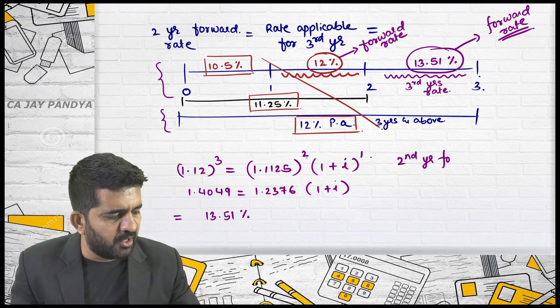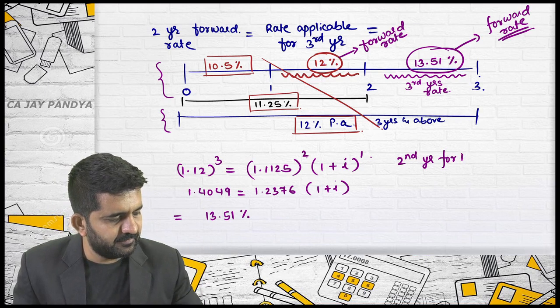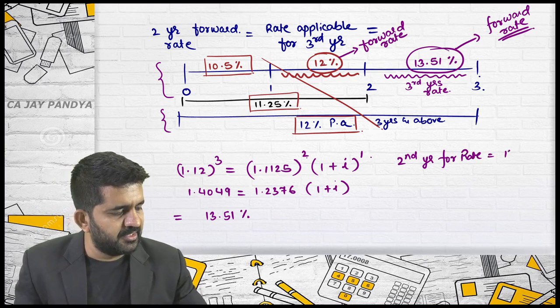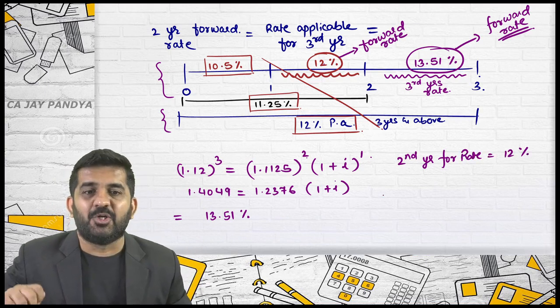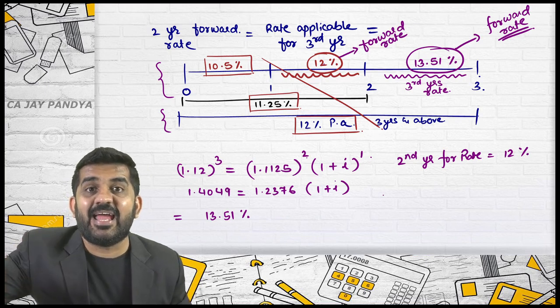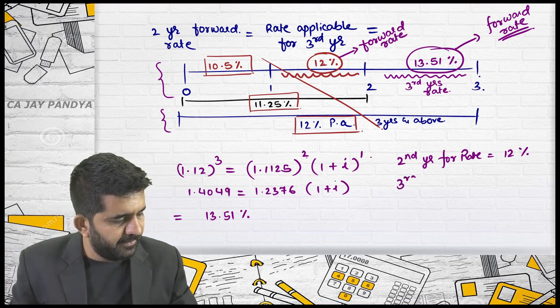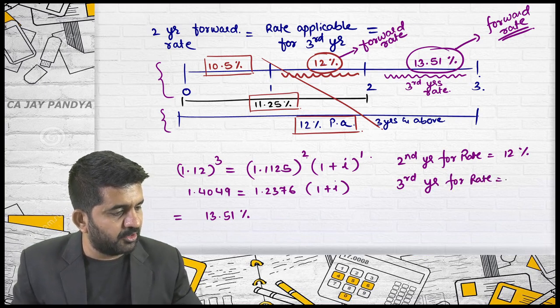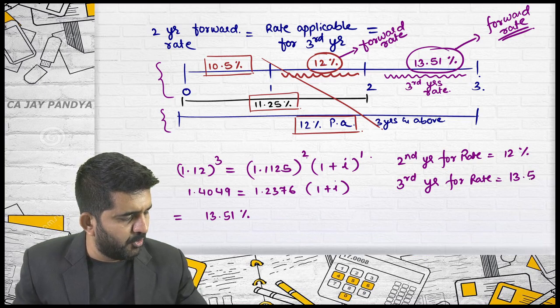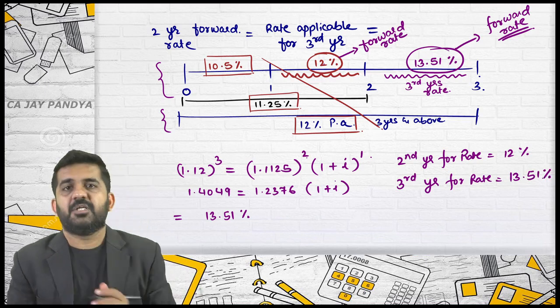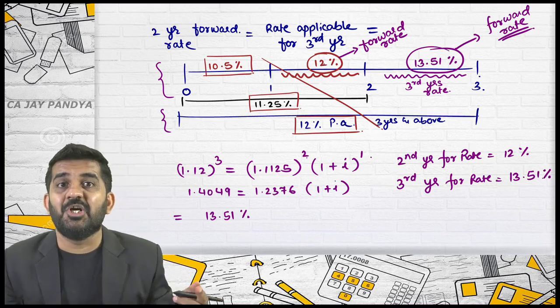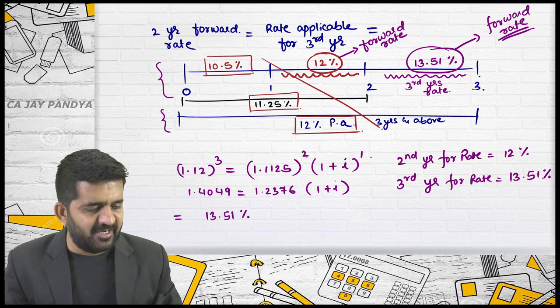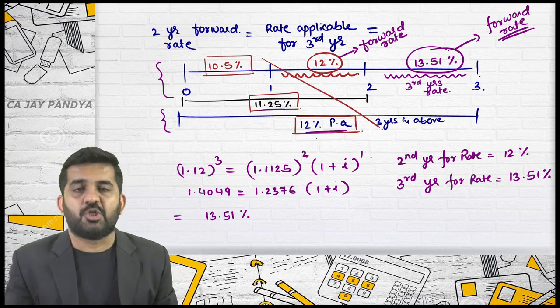Second year forward rate is 12%. I am not writing 2 and 3; I am writing second year forward rate. The rate applicable for the third year is 13.51 percent. The first year is not a forward rate. It is a current rate. This is also a current rate. This is also a current rate.